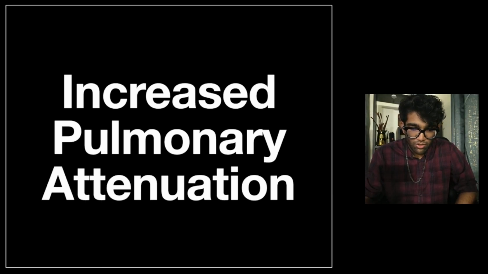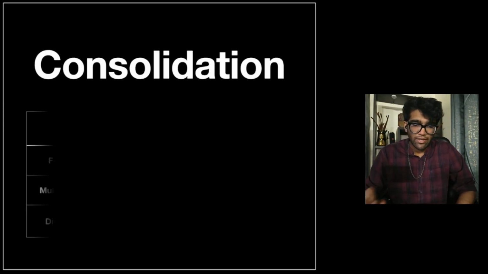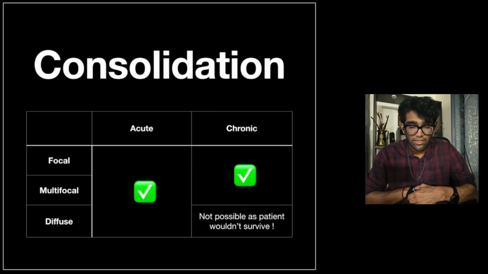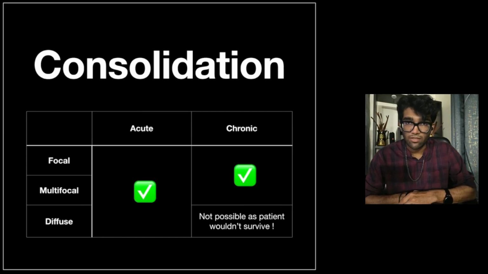Now, let's talk about these patterns a little bit more in detail. So the first pattern is consolidation. Now, consolidation, importantly, can be acute or chronic depending on the clinical presentation of the patient. That is why we'll be going first through the clinical and pathological diagnostic framework and then coming up with the imaging, not directly going into imaging.